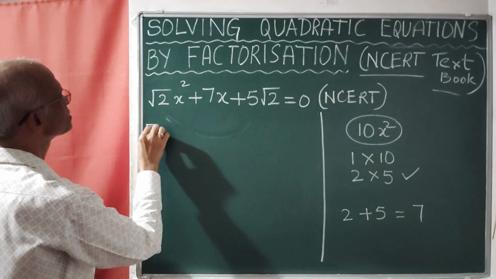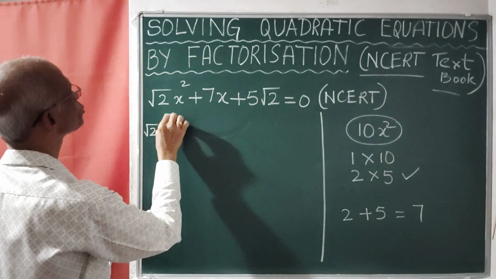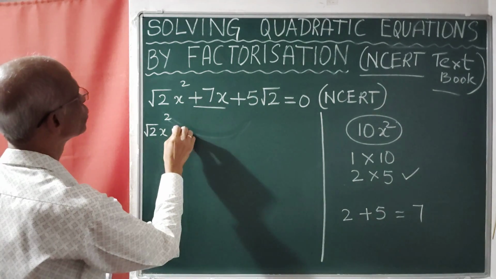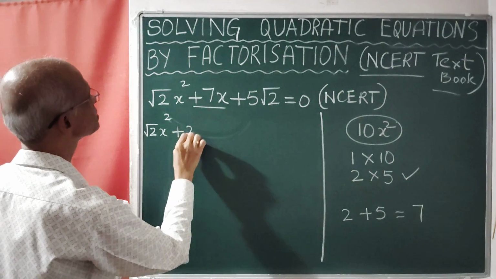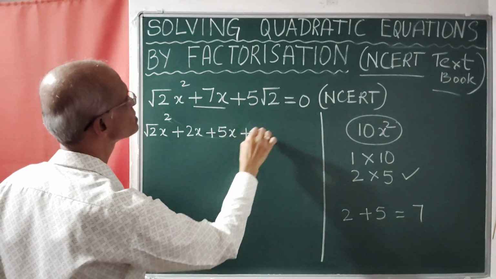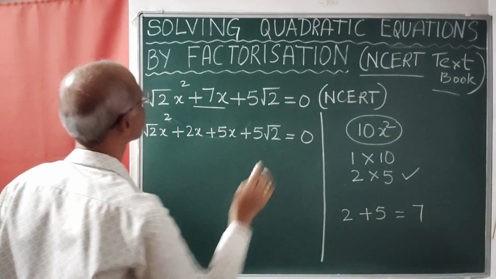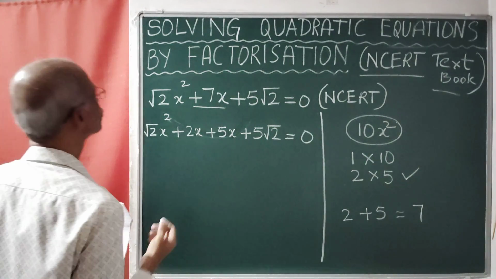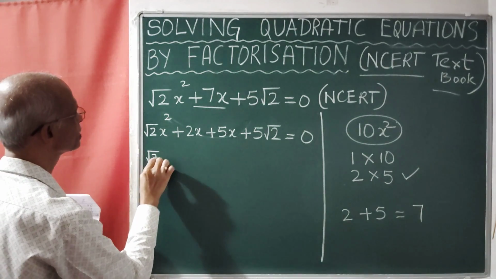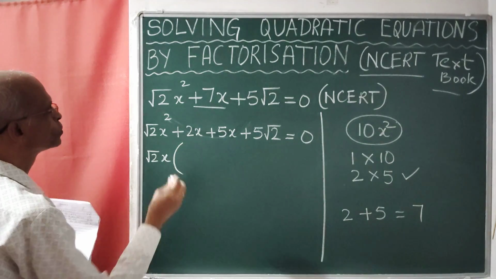Now root 2x square, this will be split into two parts: root 2x square plus 5x plus 5 root 2 is equal to 0. Among these two, I will take root 2 as a common factor, x also. So root 2x is the common factor.